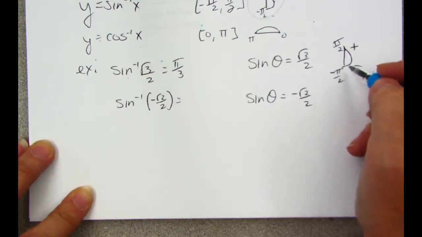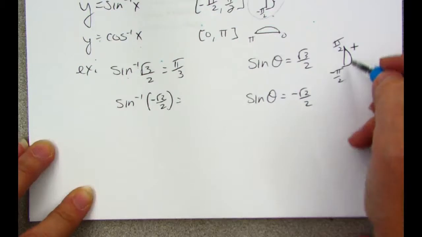Isn't it really 7 pi over 4? But I cannot say 7 pi over 4. I have to say something in between here. So isn't that negative pi over 4? Negative pi over 4 is the same thing as 7 pi over 4. Those are those coterminal angles?